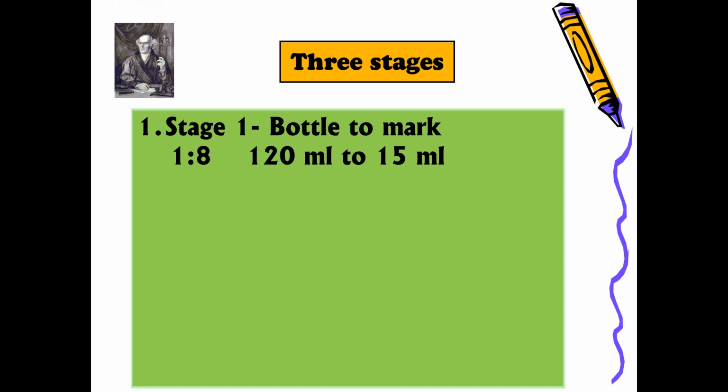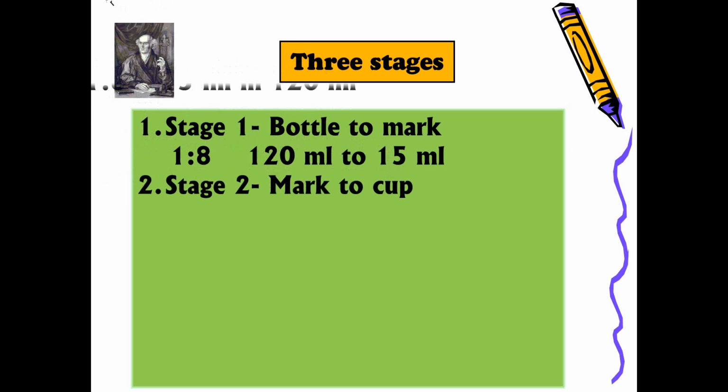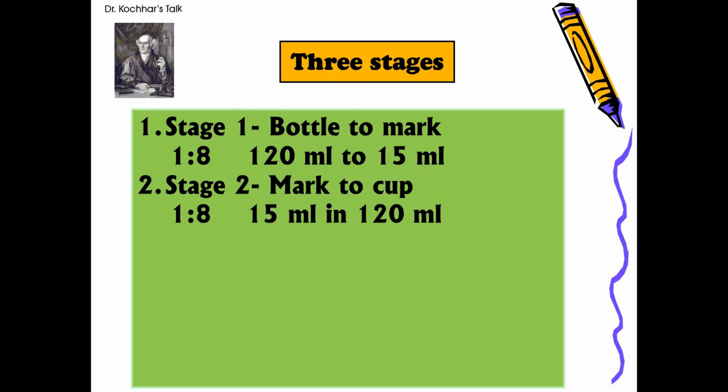If you know the mathematics, if you know the dilutions, you can convert it. Instead of 120 ml, if you take 60 ml, then you have to make 7.5. Stage 2 is from mark to cup. Now this mark will be diluted in cup, and cup again dilution is 1:8. That is 15 ml is put in 120 ml. So there is another 8 time dilution.